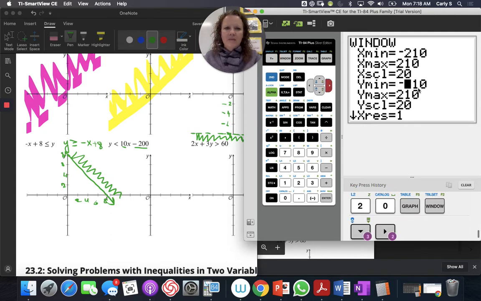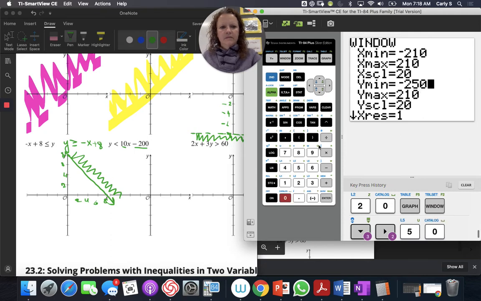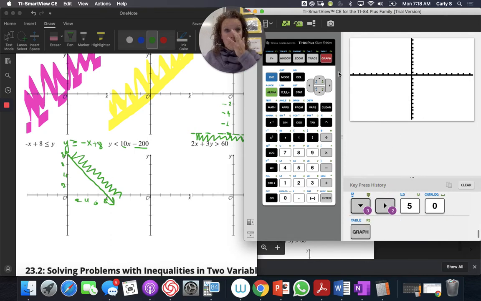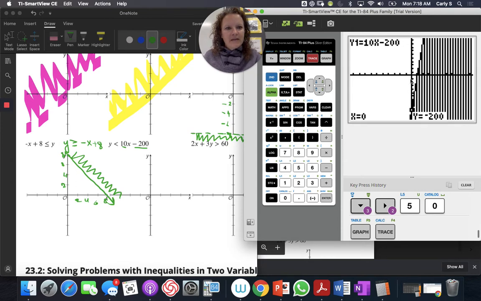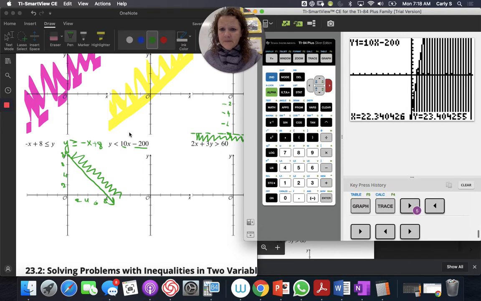Just going to make that a little bit bigger, see if it helps. Not bad. Okay. X equals 0. Wondering where it crosses the x-axis. It's my x-intercept, somewhere around 20. So when y equals 0, x is 20.